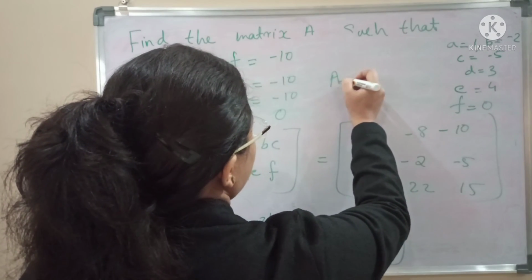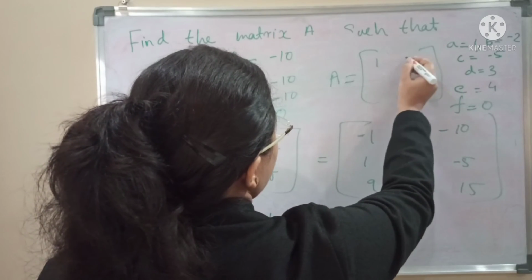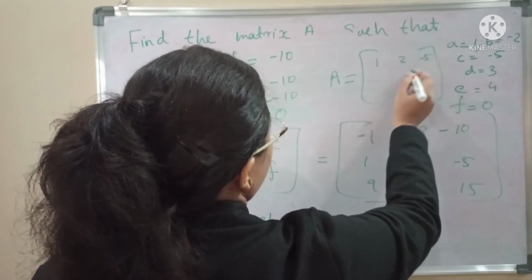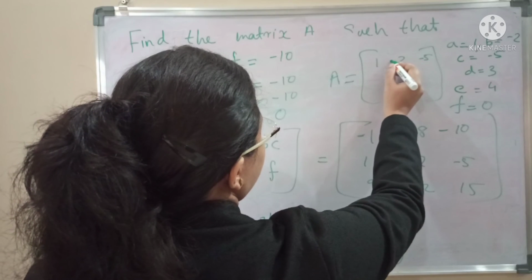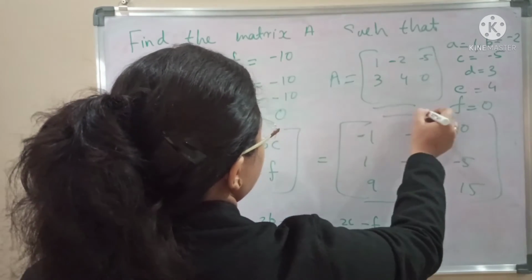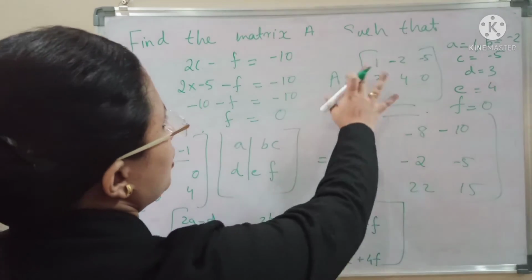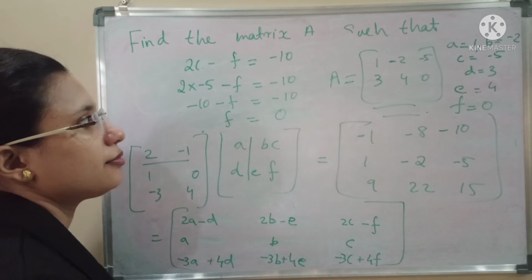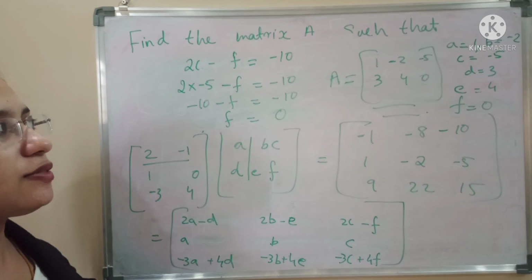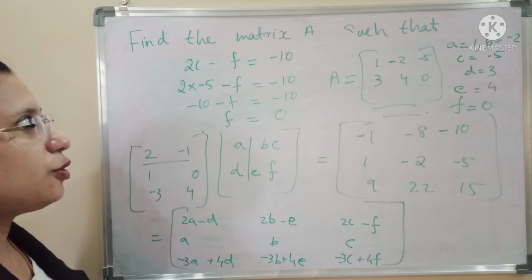So matrix A will be equal to [1, minus 2, minus 5; 3, 4, 0]. A, B, C, D, E, F values are 1, minus 2, minus 5, 3, 4, 0. Clear? So we got the unknown matrix A.